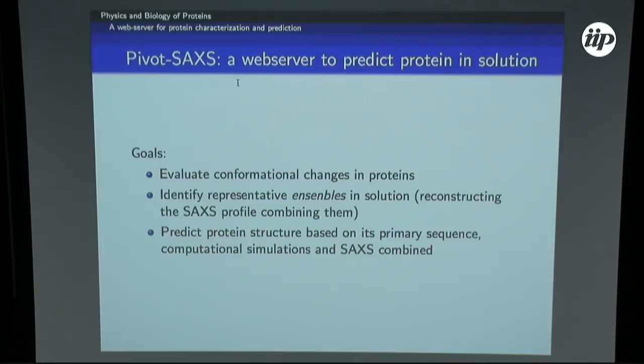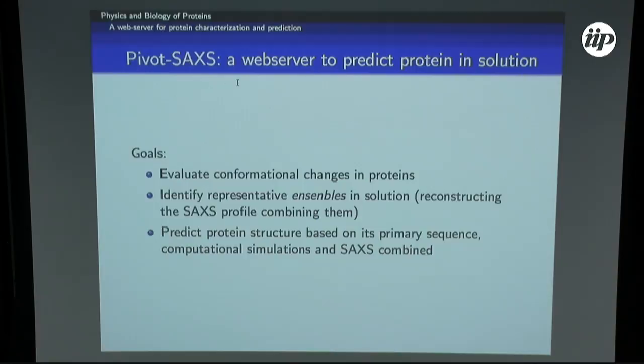So with this base, what was the idea? To construct a web server to predict the protein in solution. Why? Because many experimentalists would like to have an automated tool: go to the synchrotron, perform your measurements, and then just put them in the computer and have the results. Some guys are not like me, who stay all day at the computer writing programs and doing simulations.